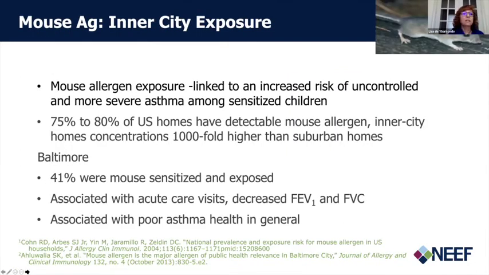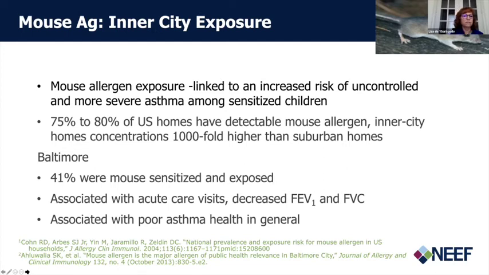All right, let's talk about mouse allergen. So mouse allergen is small airborne proteins. About 18 to 51% of children with asthma living in an urban low-income household are sensitized to mouse allergen. So mouse allergen exposure is linked to an increased risk of uncontrolled and more severe asthma among sensitized children. It is very prevalent. 75 to 80% of US homes have detectable mouse allergen. In the inner city, however, the home concentrations are up to 1,000-fold higher than suburban homes.